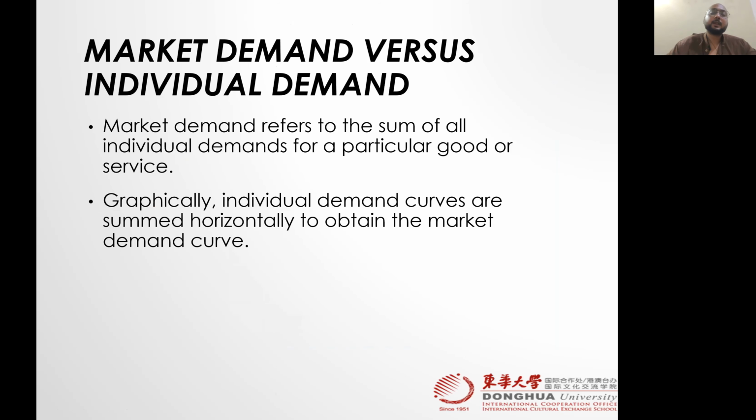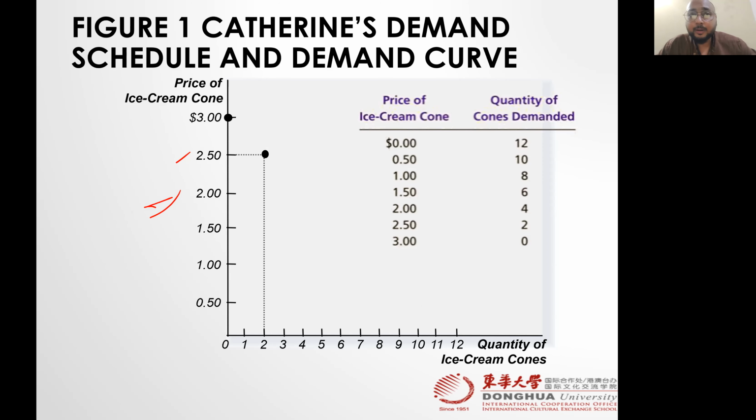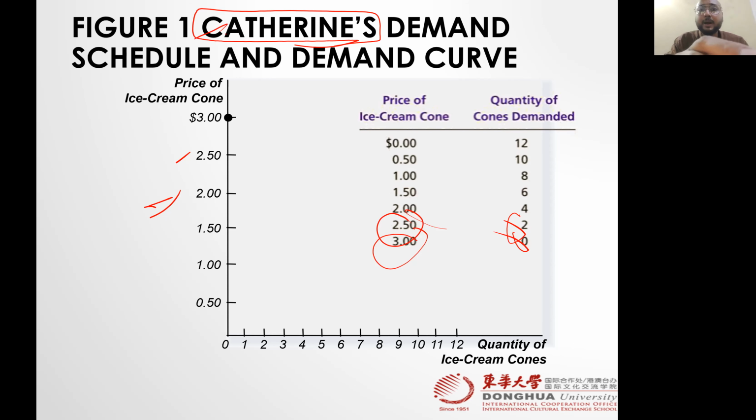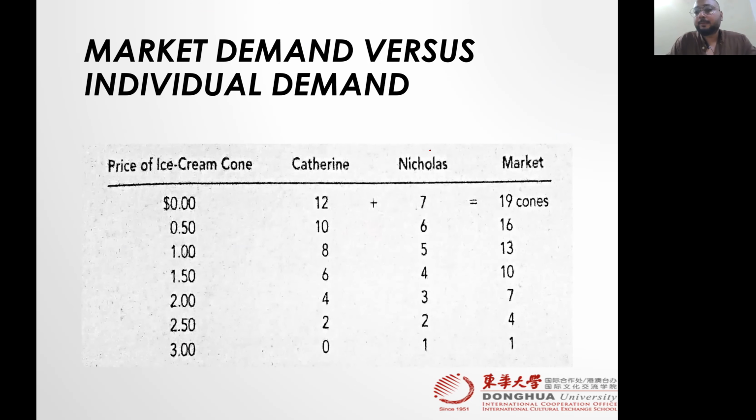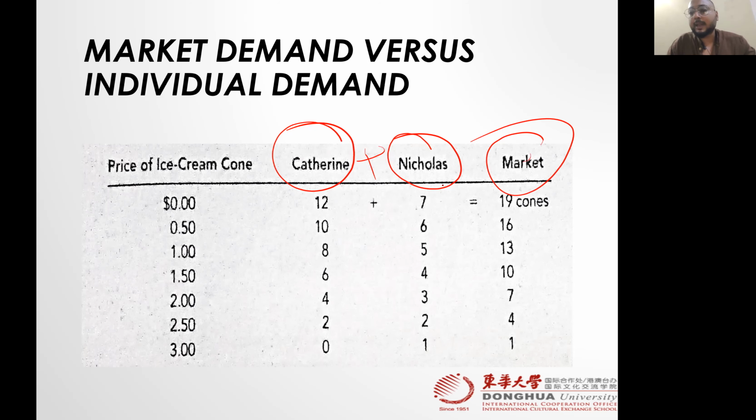Here we go. Now, up till now, what we have discussed is the demand for one consumer, Catherine. She wants to buy at 3.0, at 2.52. What if we want to calculate the market demand? In a market, there are many buyers and many sellers. So for simplicity, let's say we have Nicholas and Catherine in the market. So in the market, we just add all the others.